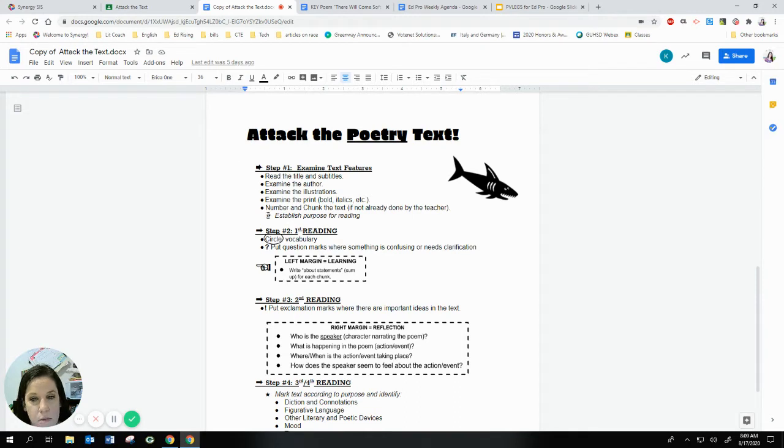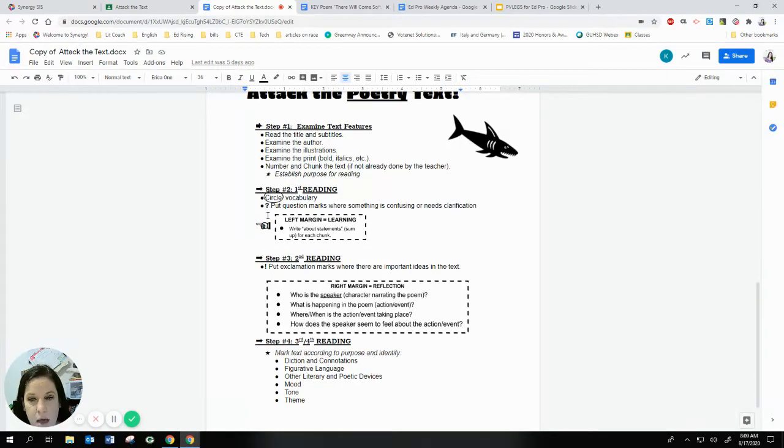Then you're going to read the poem once, and after each chunk or stanza, you're going to write an about statement about what's going on. This is kind of crucial because oftentimes poetry can be confusing to students. So if you make sure to do these about statements, that will help make what the author is saying a little bit more clear. Then you're going to read it again, but this is where the difference is.